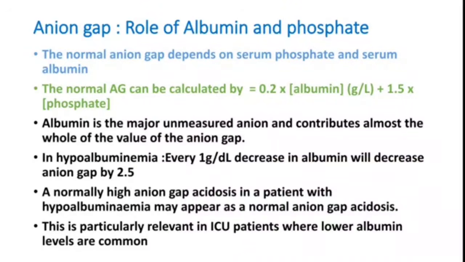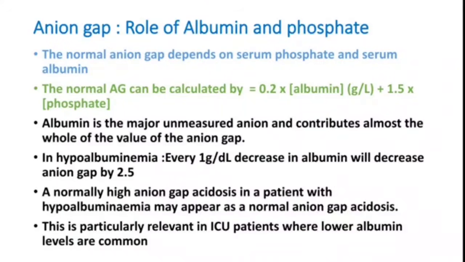The normal anion gap can also be calculated by 0.2 times albumin plus 1.5 times phosphate. That also gives anion gap. That matters mainly when there is phosphate deficiency or hypophosphatemia or hypoalbuminemia. Both are coexisting in the same patients with high anion gap acidosis. We have to calculate exactly what the anion gap is.